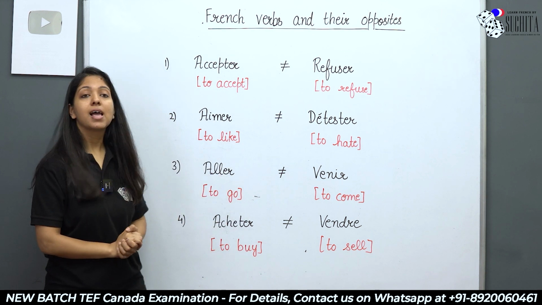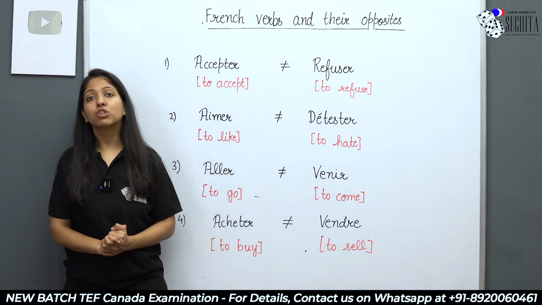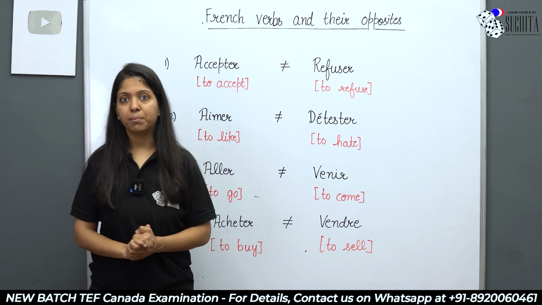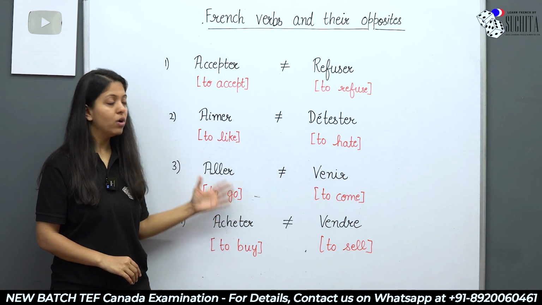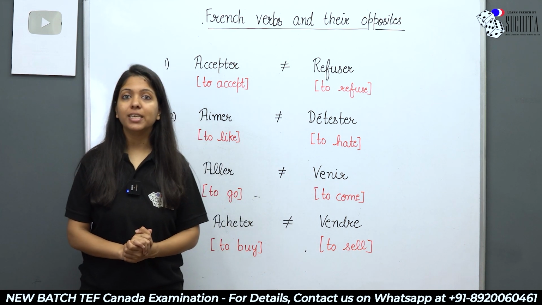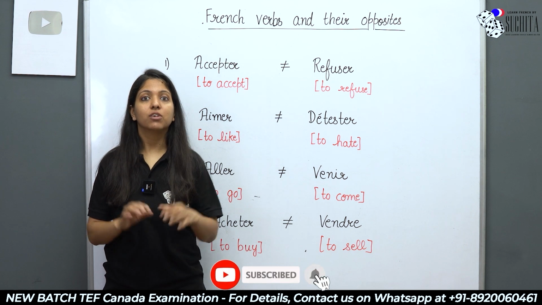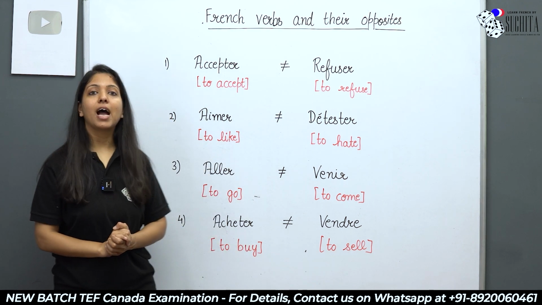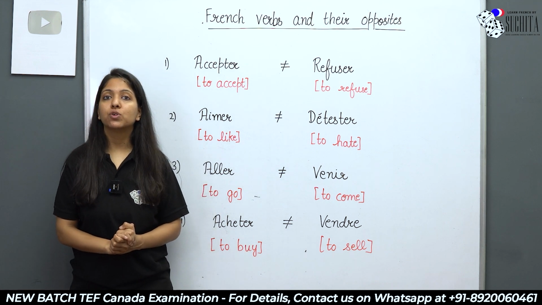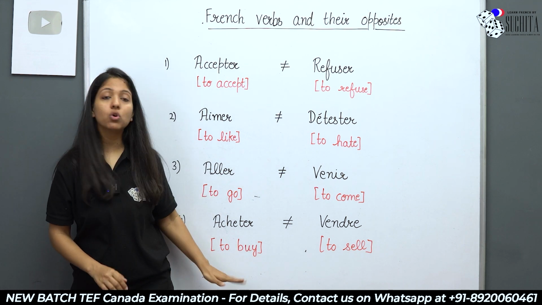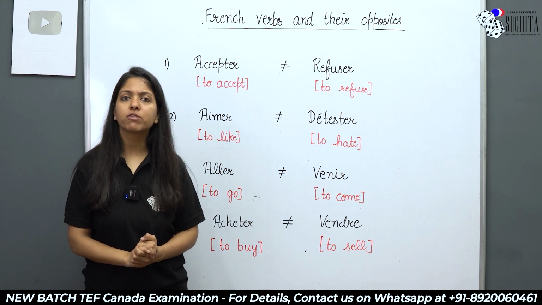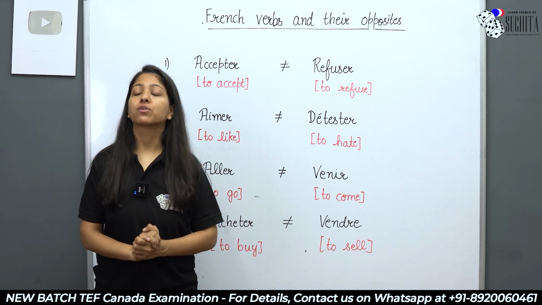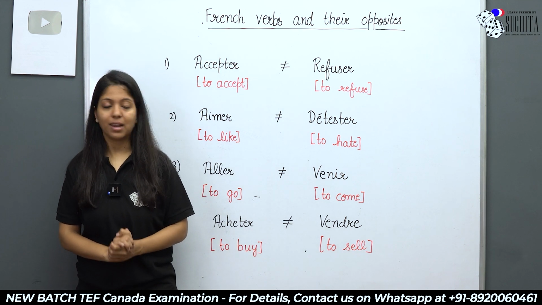The next one is aller, which means to go. Now the opposite would be, of course, to come. So aller, to go, and the opposite is venir. So aller, venir. The next one is acheter, which means to buy, and the opposite would be, of course, to sell. So that is vendre, which means to sell.